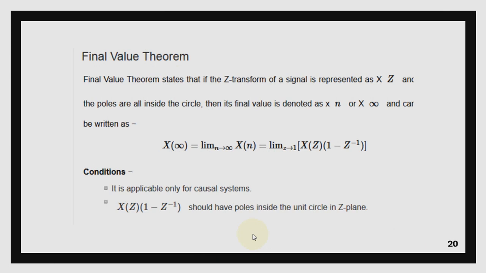Final value theorem. The final value theorem states that if the z transform of the signal is represented as X(z) and the poles are all inside the unit circle, then its final value is denoted by x(n) or x(infinity), and can be written as x(infinity) is equal to limit n tends to infinity x(n), that is equal to limit z tends to 1 of X(z) into 1 minus z raised to minus 1. The conditions are that it is applicable only for a causal sequence, and X(z) into 1 minus z raised to minus 1 should have its poles inside the unit circle in the z plane.